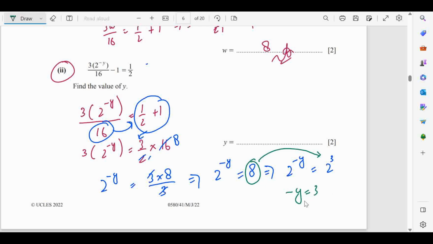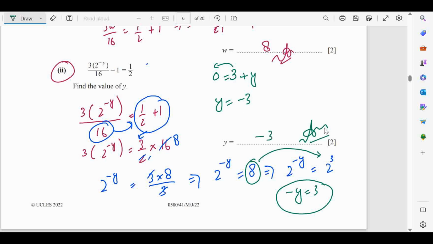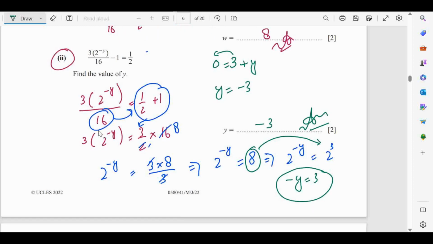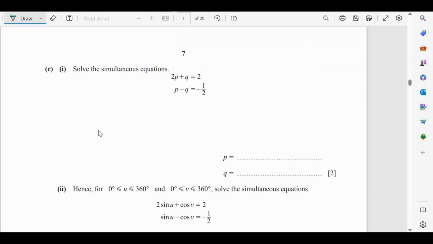Please do not neglect the negative sign, that y is not equal to 3. So we have to shift to the other side. So 0 is equal to 3 plus y, and if we shift negative 3 to this side, y will be equal to minus 3. So y will be equal to minus 3 will be the final answer. Let's move to the next question, part C.